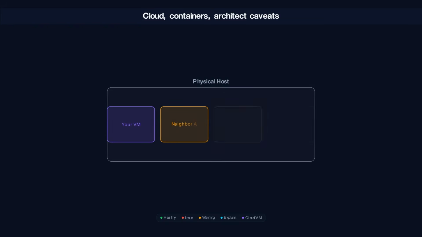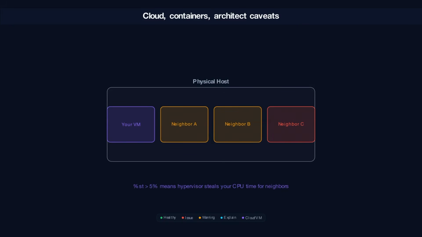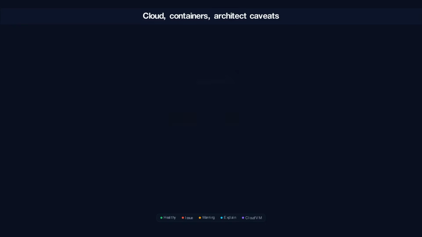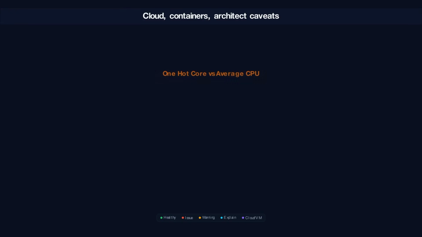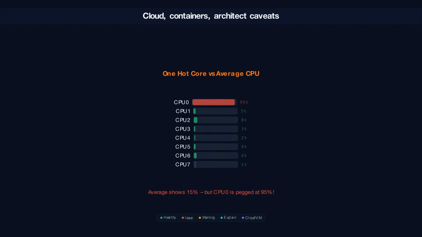In the cloud, top has extra surprises. Steal time above 5% means the hypervisor is giving your CPU cycles to neighboring VMs on the same physical host. Burstable instances like AWS T3 have CPU credits. Under sustained load, credits drain and the instance throttles down to baseline. Top will not tell you about credits. You need CloudWatch for that.